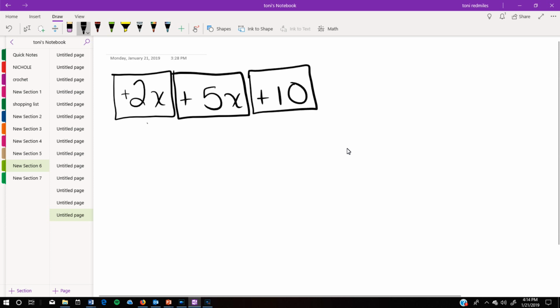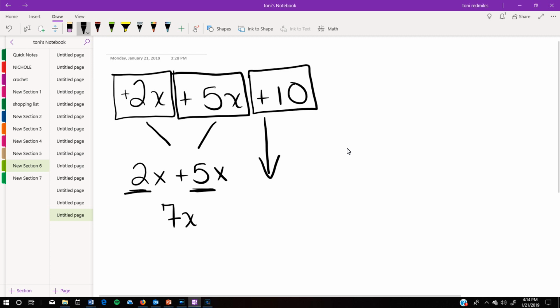So my two that are like are this 2x and this 5x because they have the same degree of power, same variable. We are good to go. All I do when I'm adding these is add the coefficients. The coefficient is the number in front of the variable. So that's your 2 and your 5. I just add those and I get a 7. And then I take along the thing that is like. Nothing is like with the 10, so I just drop it down.